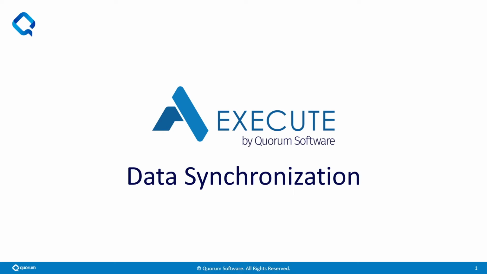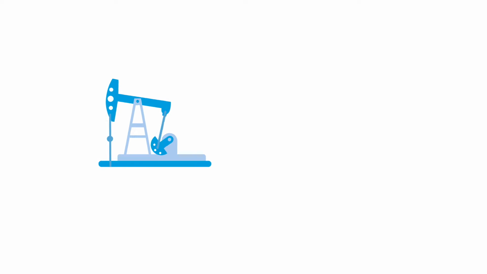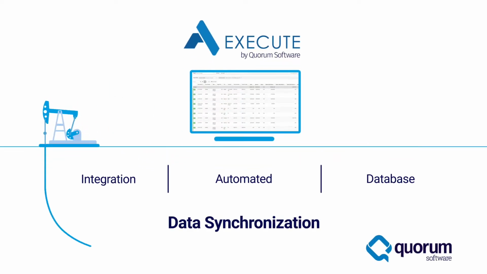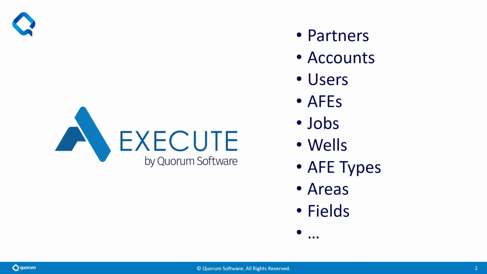Today we're going to be talking about a piece of functionality in Aucerna Execute called data synchronization. Obviously no surprise, but Aucerna Execute contains many different lists of things.